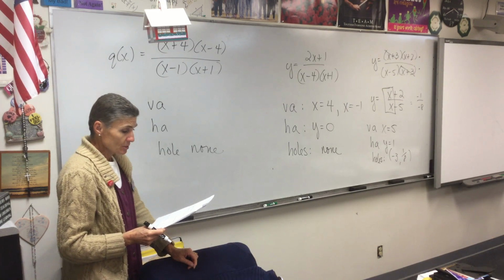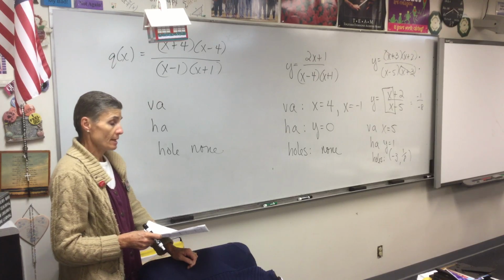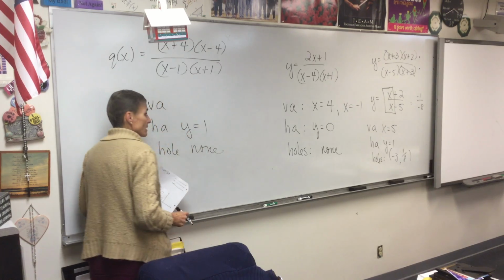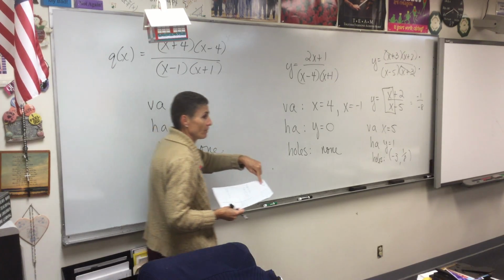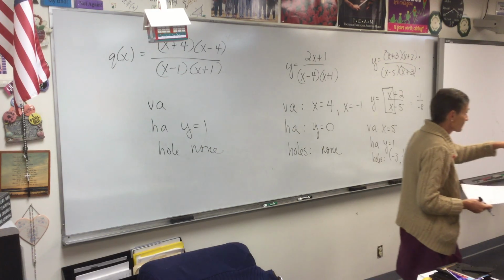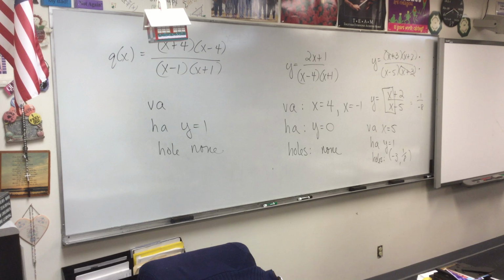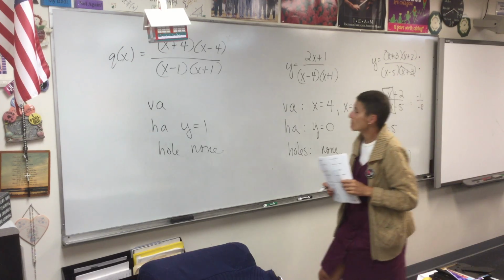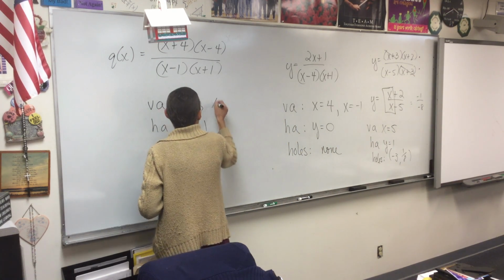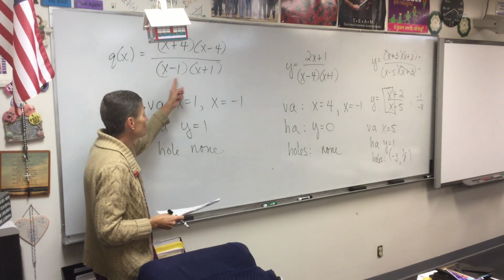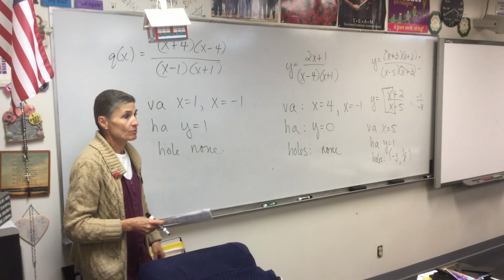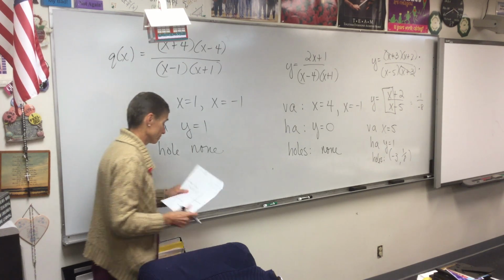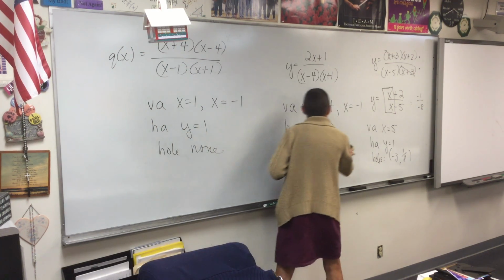Are there any vertical asymptotes or horizontal asymptotes? Yes. What? Y equals 1 is my horizontal. Look at the problem on the paper. Do the powers match? X squared over x squared. 1. How about vertical asymptotes? X equals 1, x equals -1. There are two things that make the denominator 0. All right, 2 parts down, 3 to go.